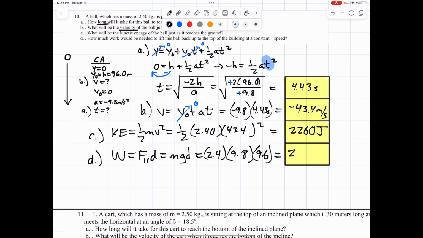And guess what? We end up with the same thing, meaning the potential energy that it has at the very top is equal to the work required to lift it to get it there, which is also equal to the kinetic energy it's going to have when it reaches the bottom.